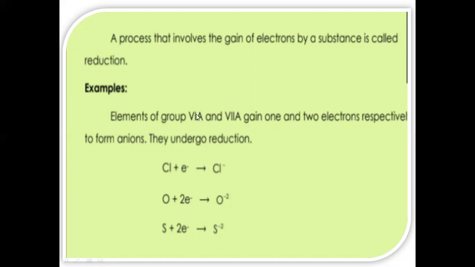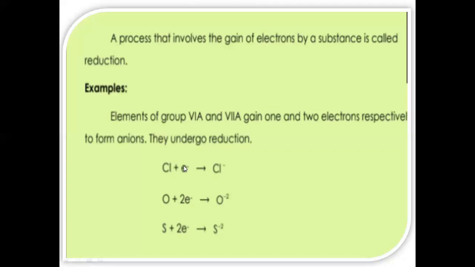For example, elements of group 6A and 7A. Group 6A has 6 electrons in the outermost shell, and group 7A elements have 7 electrons in the outermost shell. So in order to complete their octet, group 6A elements having 6 electrons will gain 2 electrons and will form minus 2 ions. And 7A will gain only 1 electron and will form a minus 1 monovalent anion. And group 6 elements will form a divalent anion.